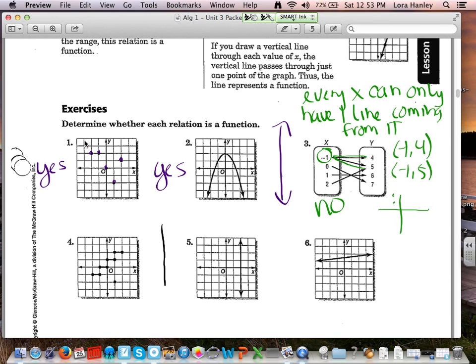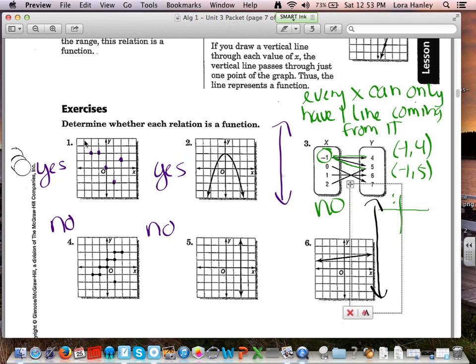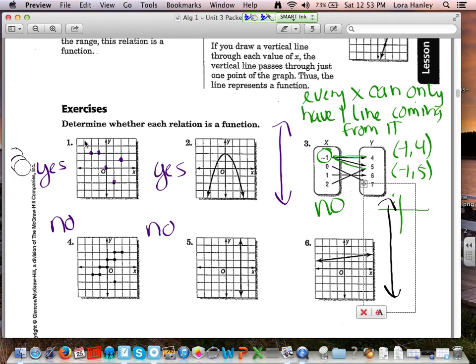On number 5, if I take my vertical line and drag it across, here my vertical line completely overlaps the other vertical line. So that means that every single point is one x value with a bunch of y values, and that makes it not a function. So we have a no over here and a no over here. Finally, if I use my vertical line test on this one, we are safe all the way across. So 6 is a yes.